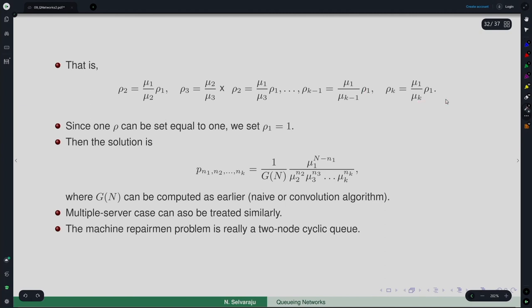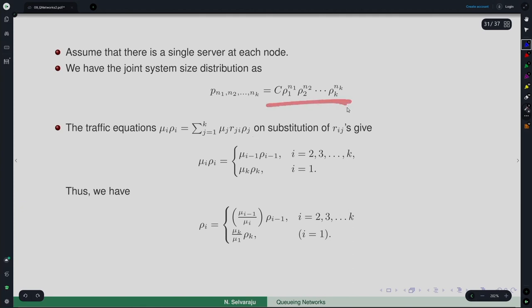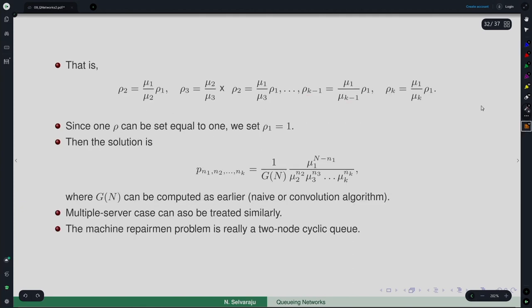Now, if you substitute this in this equation, to solve this, we know that the system of equations is linearly dependent, and that is what is coming out here. Everything can be expressed in terms of one, but they cannot be independently determined. So you have to set rho 1 equal to 1, then rho 2 is equal to mu 1 by mu 2, rho 3 is mu 1 by mu 3, and so on you will get.